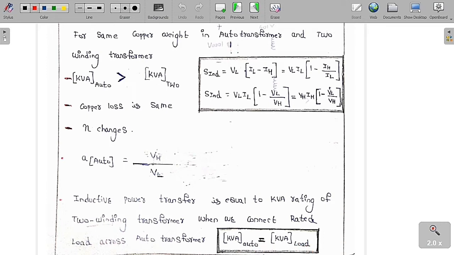So whenever you are going to connect the kVA rating of the auto transformer as a load, if you choose the load whose rating is equal to the kVA rating of the auto transformer, then the rated currents are going to pass.